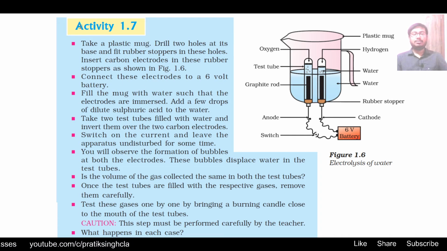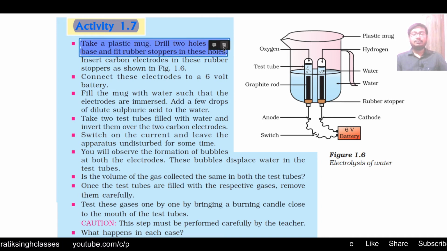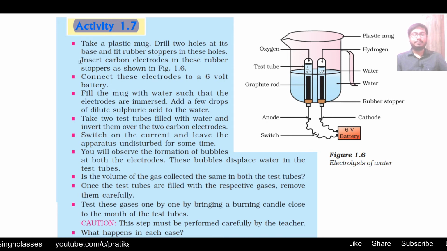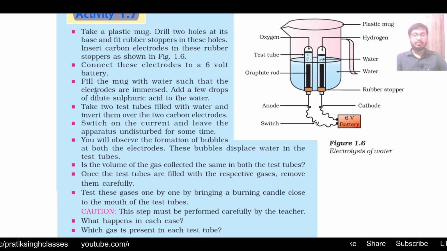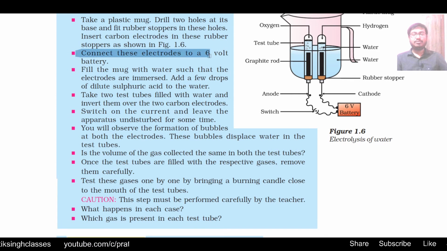Fine, coming to the procedure of activity 1.7. Take a plastic mug, drill 2 holes at its base and fit rubber stoppers in these holes so that water does not leak out from that place. Insert carbon electrodes in these rubber stoppers as given in figure 1.6 so that current can pass from the battery. Connect these electrodes to a 6-volt battery, easily available in the market.